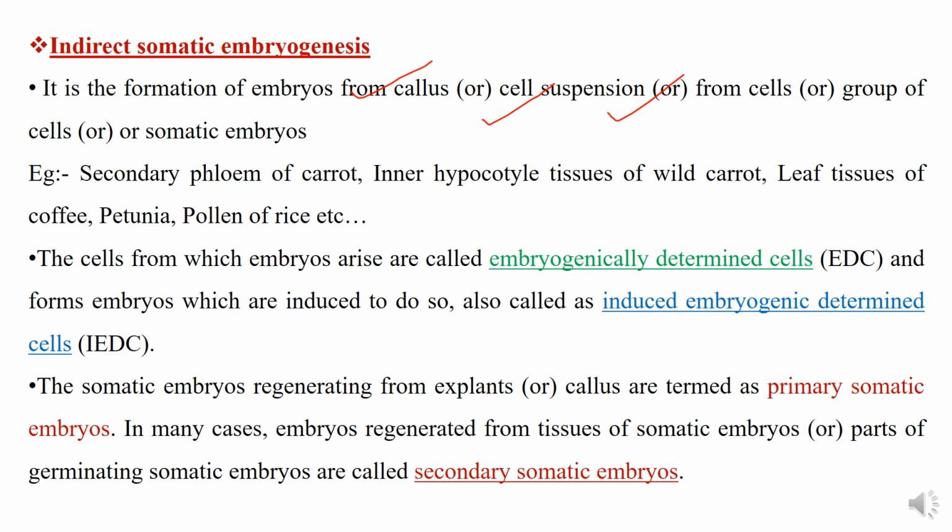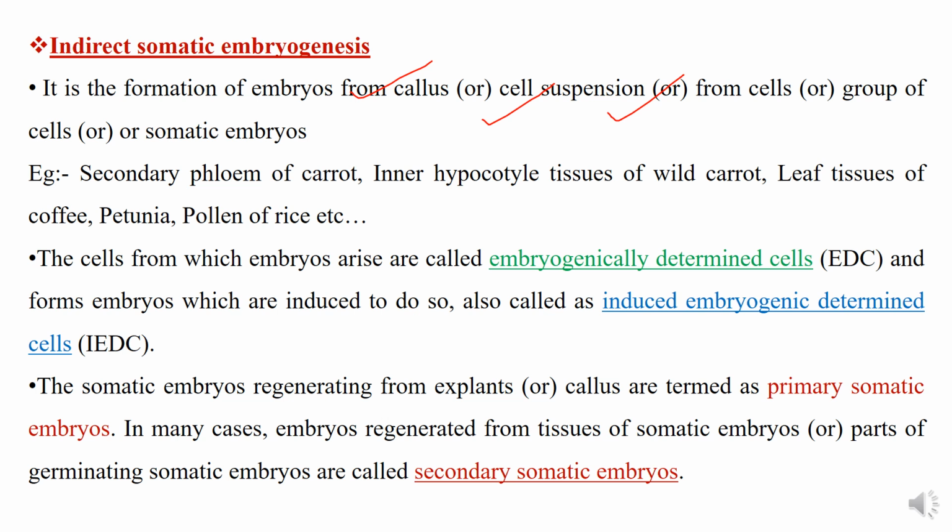See, here we have to remember these embryos are formed from callus, that is a mass of undifferentiated cells, or from the cell suspension, or from a group of cells, or from the somatic embryos, because in indirect somatic embryogenesis, somatic embryos are also formed from already formed somatic embryos. That term we used to call, I will explain in the coming slides.